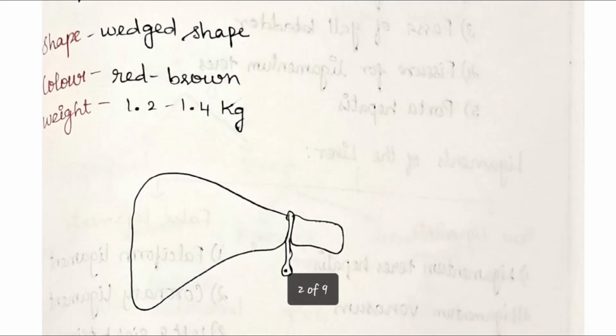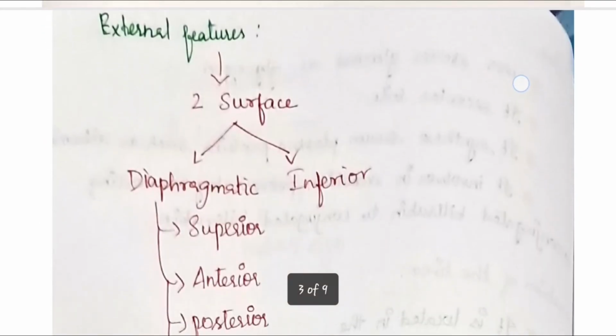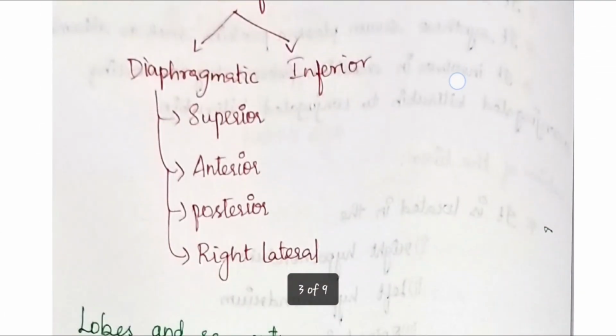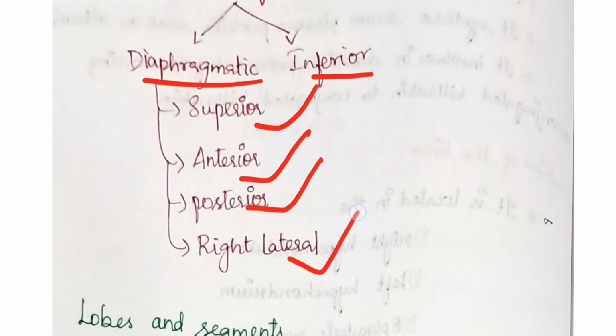Coming to the shape of the liver, it is wedge shaped and reddish brown in color, and the normal average weight is 1.2 to 1.5 kilograms. So coming to the external features, we have two surfaces, that is the diaphragmatic surface and the inferior surface. The diaphragmatic surface is again divided into superior, anterior, posterior, and right lateral. So these are the surfaces in the liver, that is the external features.